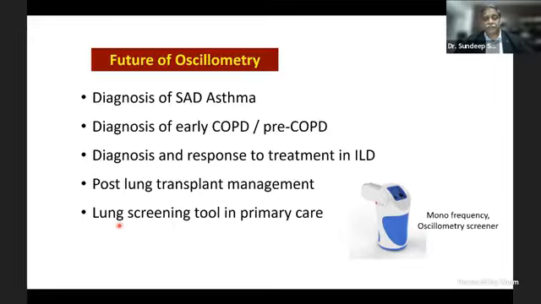And then finally, there is a tool that is in the developmental stage. It's a monofrequency oscillometry. Just like the peak flow meter, this is going to be a single frequency oscillometry, 5 Hertz. And you can use this in the clinic for screening purposes. So very, very exciting times ahead for oscillometry.